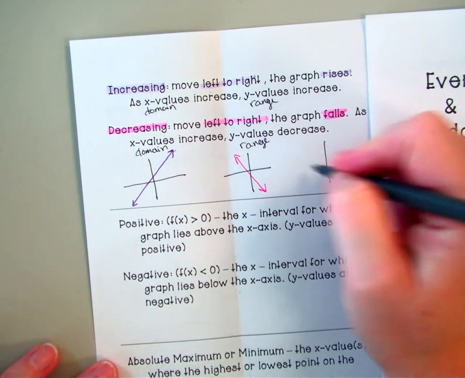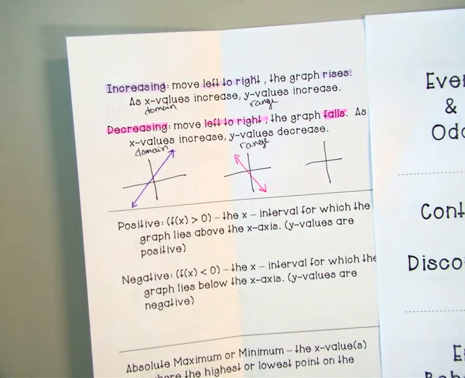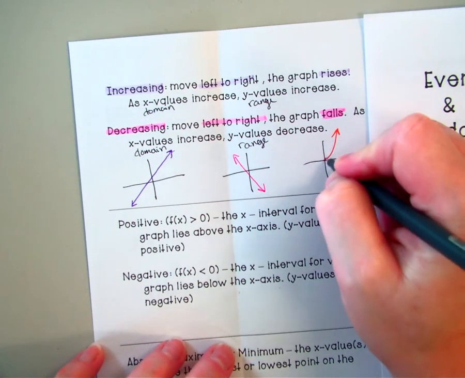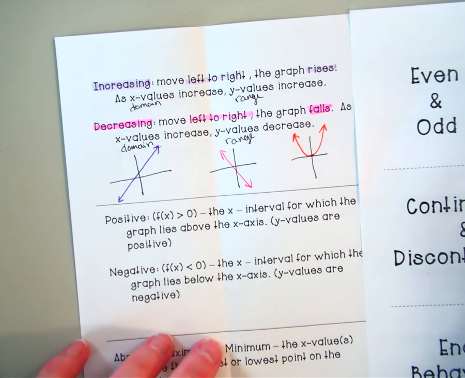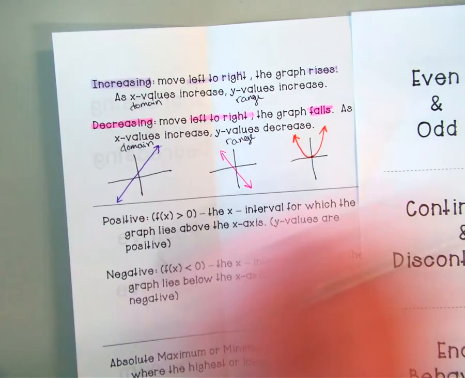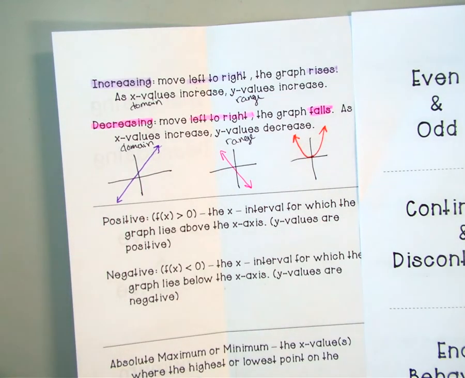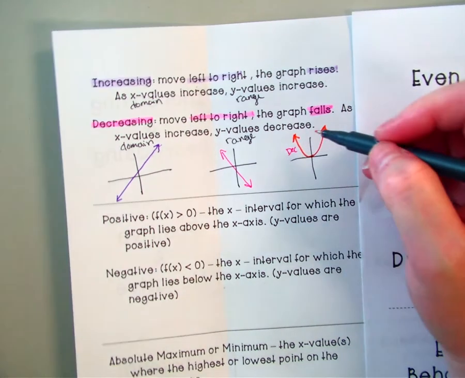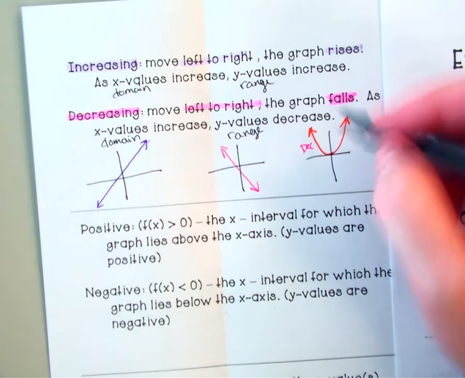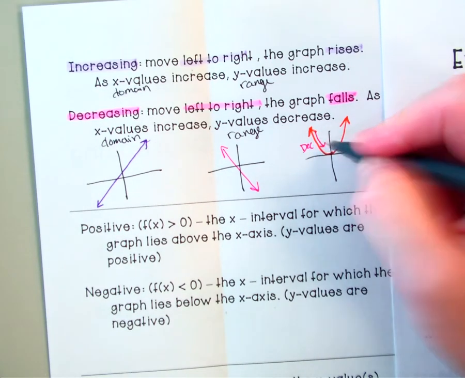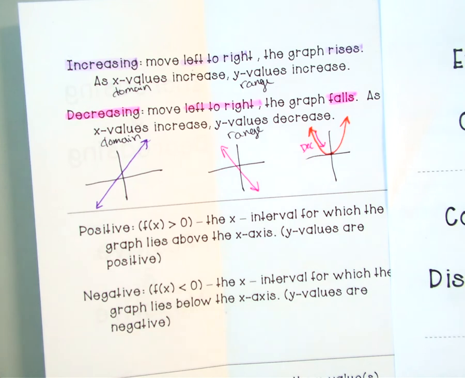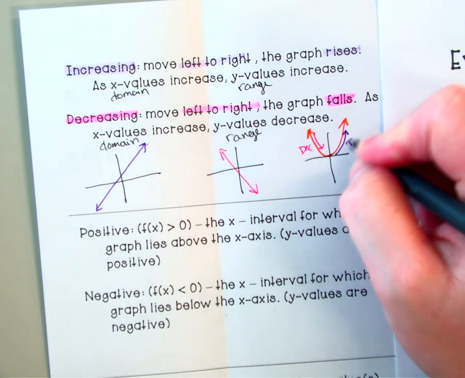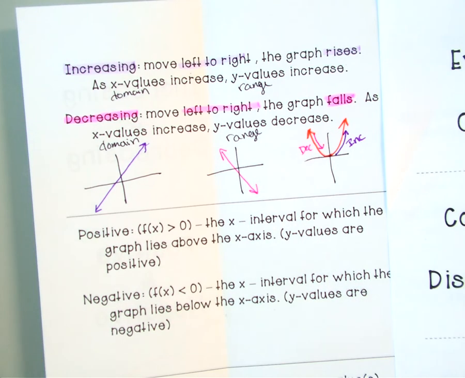We can also have some graphs that have both an increasing and a decreasing piece. For example, our quadratic here. Over here on the left side of it, this side is decreasing as I go left to right. Let me zoom in a little more for you. As I go left to right, it's going down, so that side of it is decreasing, whereas on the right side of it, as I go left to right, that side is increasing.